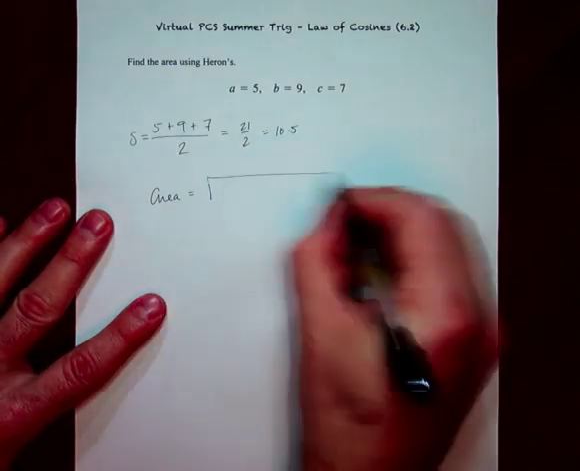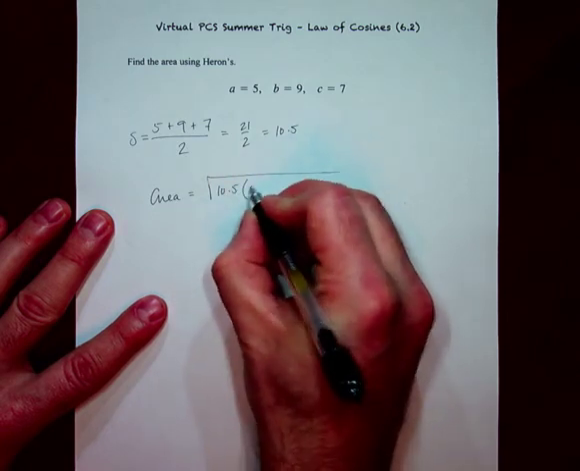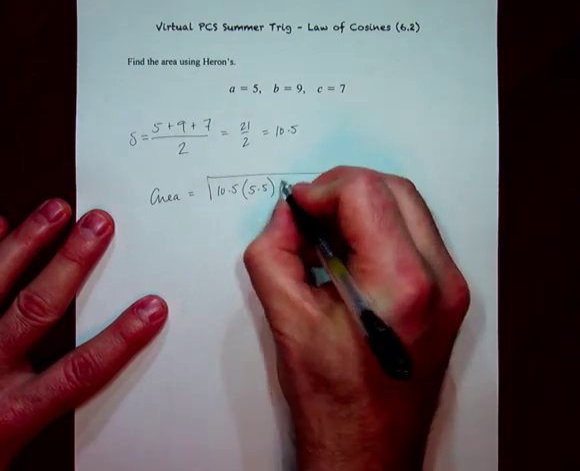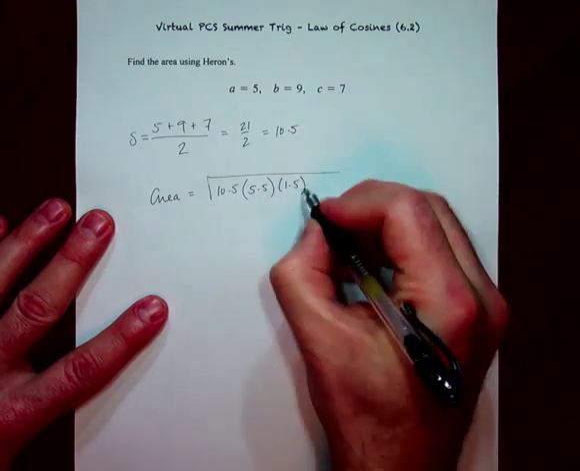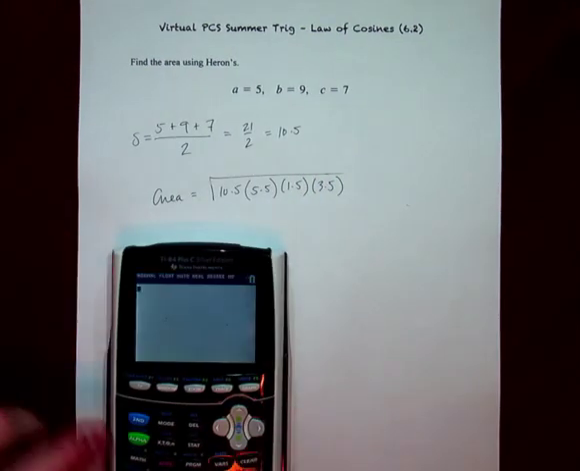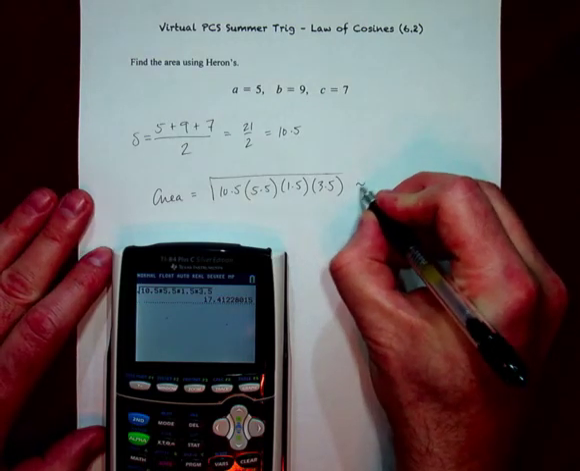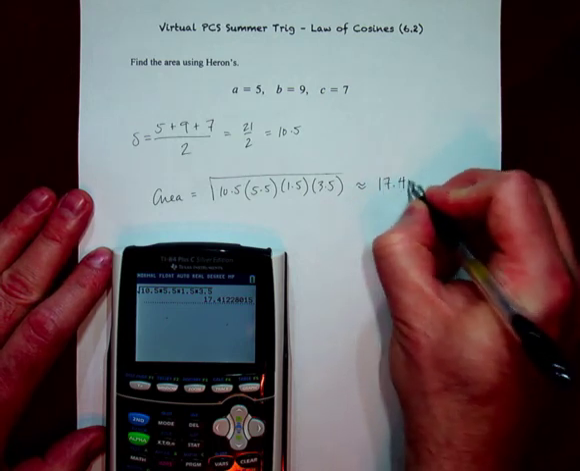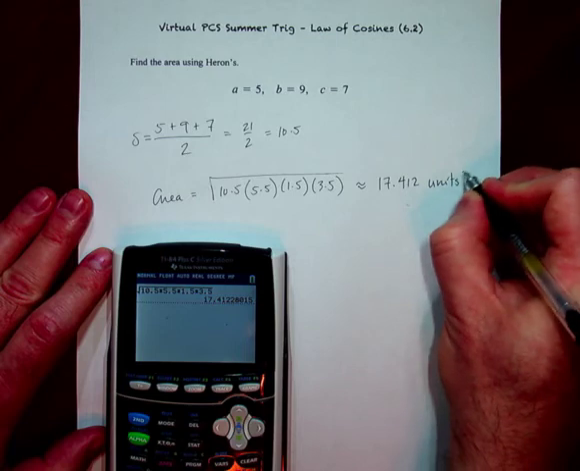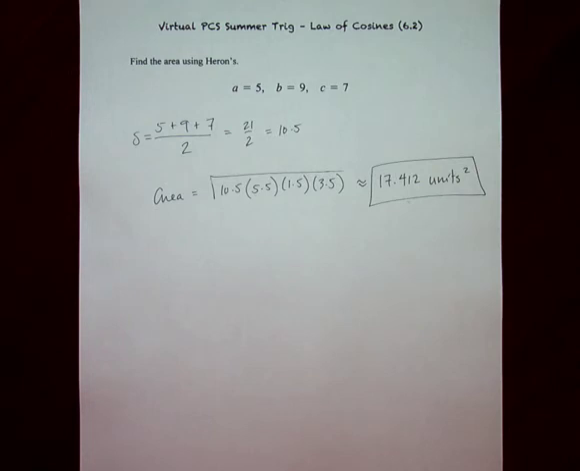Okay, so we want area is equal to the square root of S, 10.5, times S minus A, 5.5, times S minus B, 1.5, times S minus C, 3.5. So if I'm going to take those values, take the square root of 10.5 times 5.5 times 1.5 times 3.5, and what I'm going to get is an area of approximately 17.412 units squared. I'm gonna pass on doing this one the other way as well.